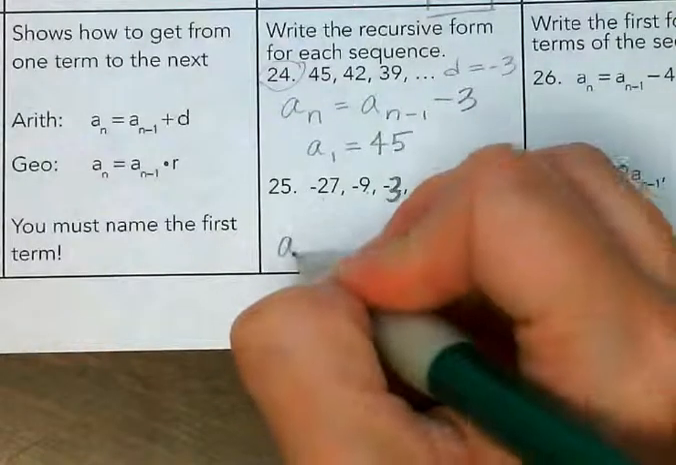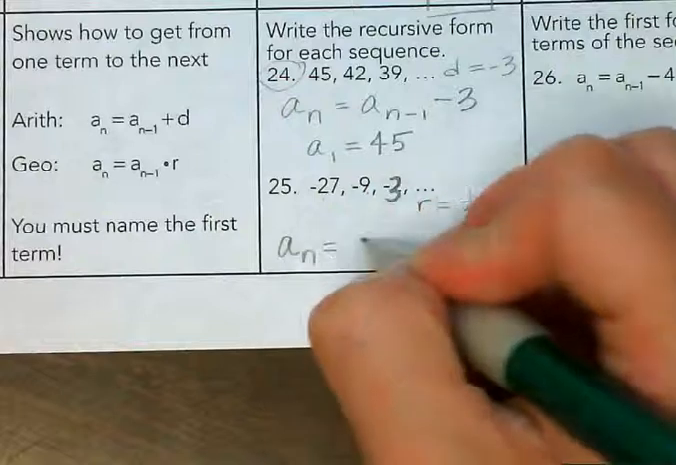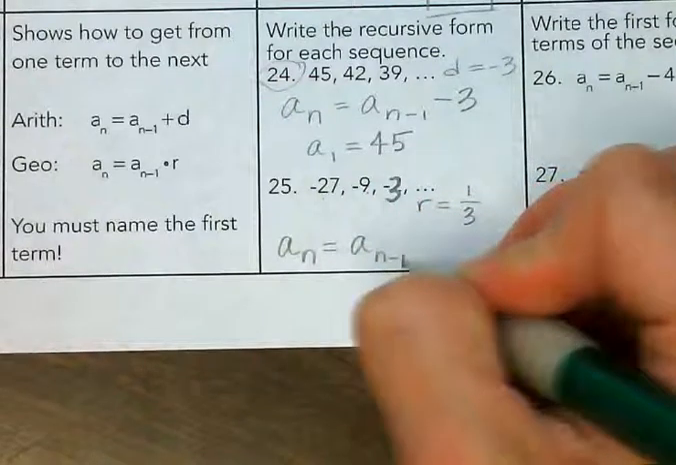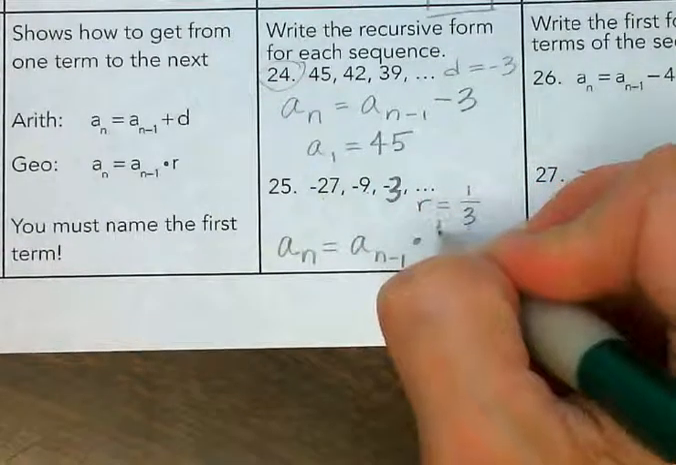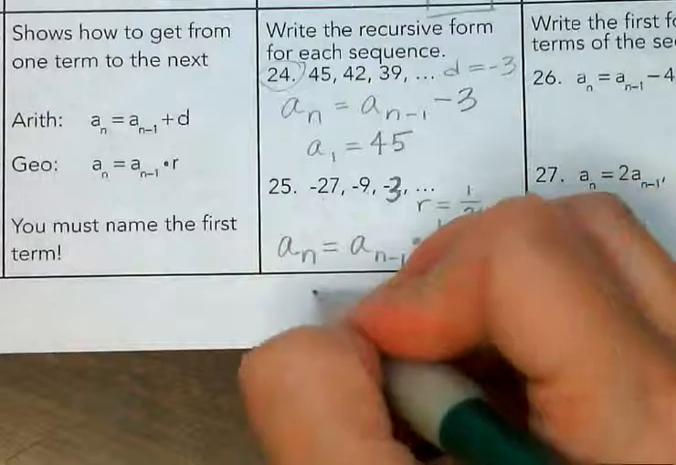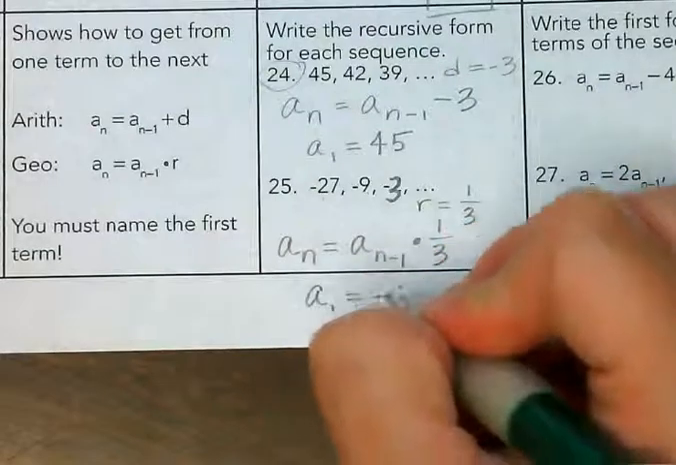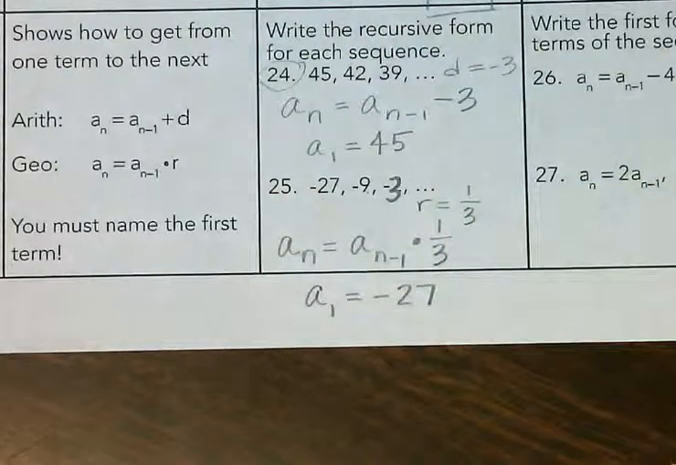So if we want to find any term in the sequence, what we're going to do is take the term before it and multiply by 1/3. And this pattern starts at negative 27.